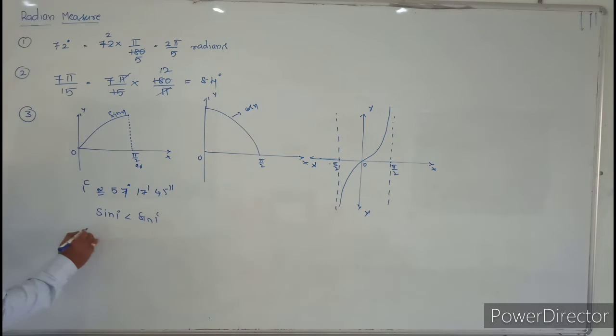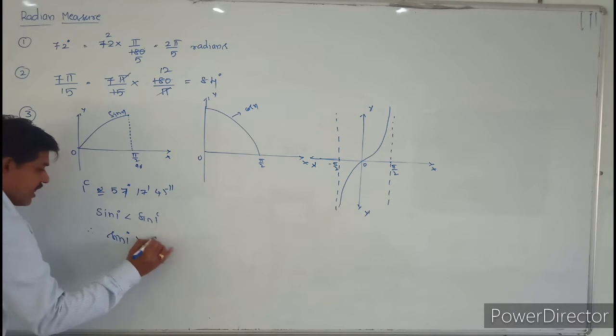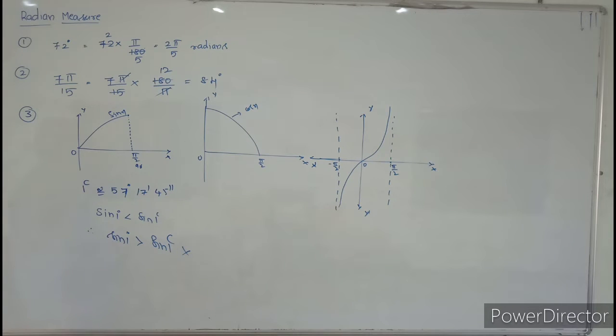So therefore, what they are given, sine 1 degree is greater than sine 1 radian, is wrong. Are you understanding that? So option 1 is wrong.